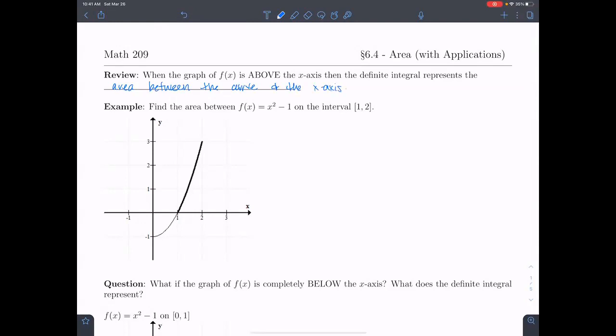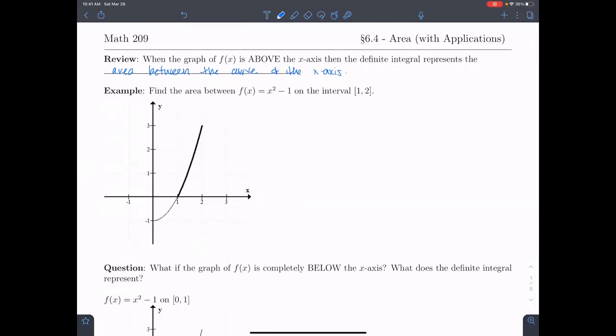So if we look at this first example here, we want to find the area between the graph of x squared minus 1 on the interval 1 to 2. So we are looking at this piece, and we want to find this area. The way we are going to do this is the definite integral: the integral from 1 to 2 of x squared minus 1 dx. From section 6.3, we increase the exponent and divide for x squared and negative 1, then plug in 2, subtract when you plug in 1. When you do all of that, you should get 4/3.